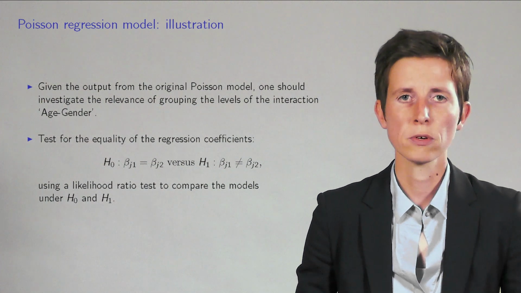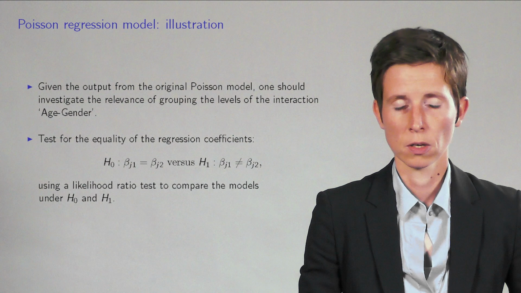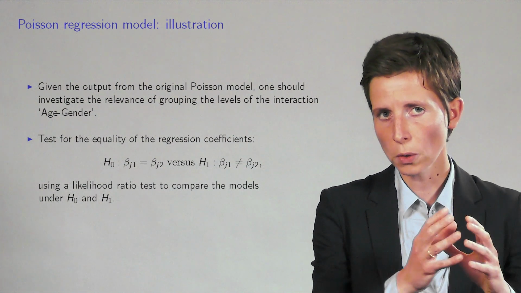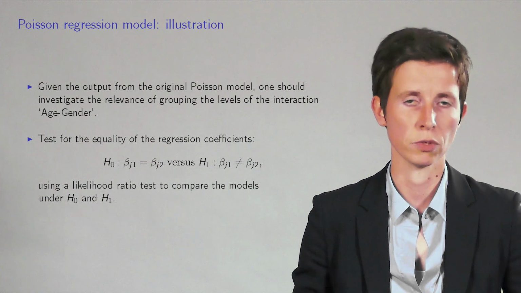Now, after regrouping our levels of the explanatory variables, Michel Denuit and co-authors report the output from their final model. And you can see over here that all the levels of our categorical covariates now reveal significance.